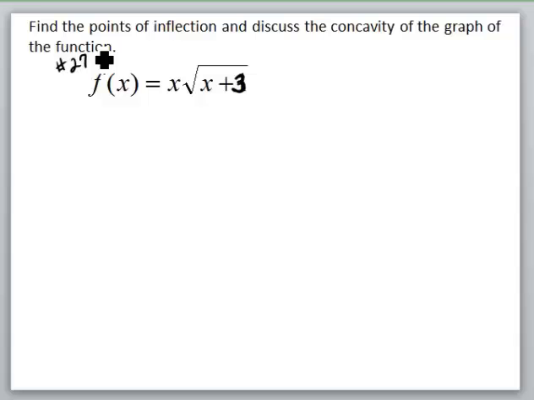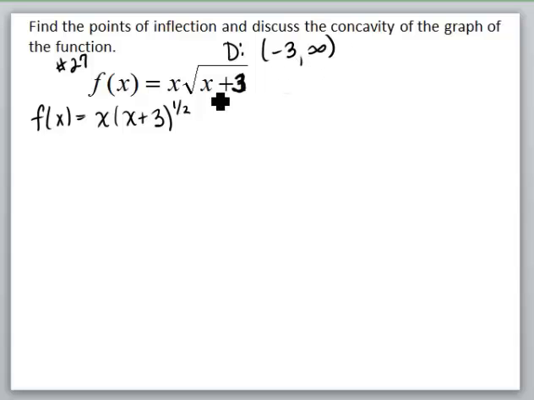And this is going to take a while to do because the second derivative is going to be much more difficult to find. So my first thing I'm going to do is go ahead and write this function with a half exponent. I'm also going to take note right here that the domain of this function is going to be from negative 3 to infinity. Negative 4 gives me a negative number underneath my square root, so the only parts of this graph that even exist are from negative 3 to 0. And this could be at negative 3, because negative 3 will work. So I should have used a bracket.